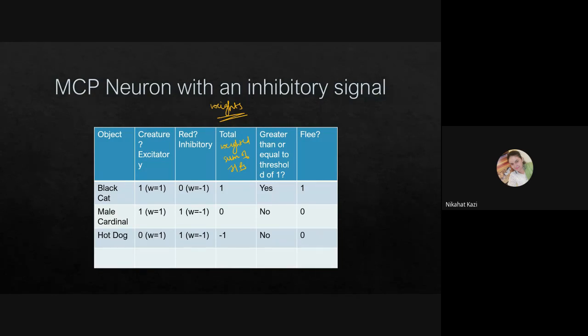Can we keep the threshold as 1? Because you look at this particular example, the robin has to flee only if the black cat is there, this first row. The rest all, the total is less than 1. So if it is greater than or equal to 1, the signal is to flee. Otherwise, the signal is to stay. So the threshold of this neuron is 1.